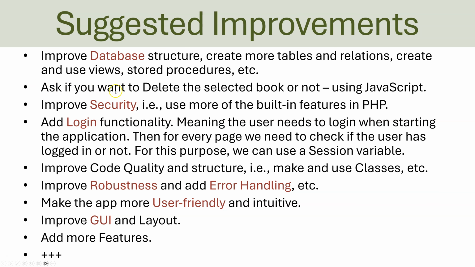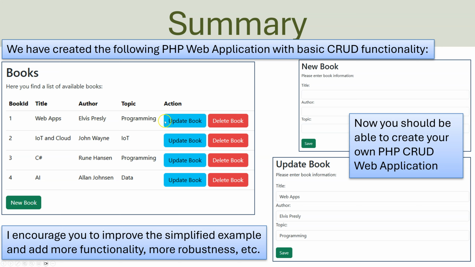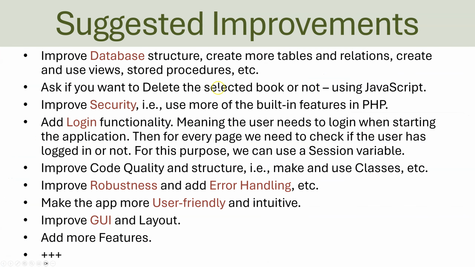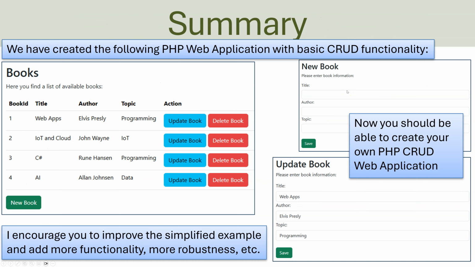Another improvement concerns deleting one of the books. So far, when I click on this button, the book will be deleted from the database without any warning. So typically you want to ask the user, do you really want to delete this book, before you actually delete it from the database? In order to do that, you can create a JavaScript pop-up window so when you click on this button, you have a pop-up window where it says, do you really want to delete this book? Yes, no. And if you click yes, you will delete it from the database. If no, you just go back to the web page.